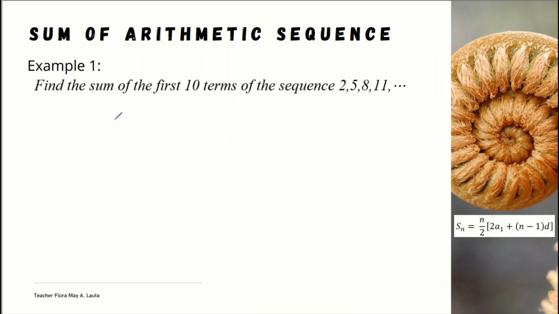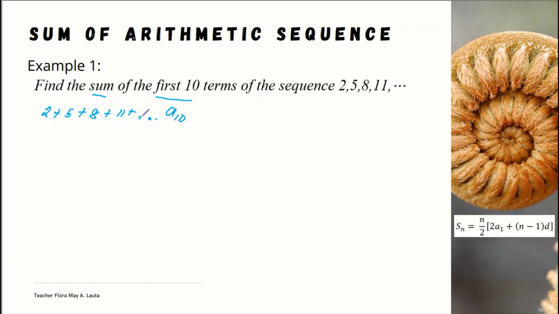Okay, so let's have example number 1. Find the sum of the first 10 terms of the sequence 2, 5, 8, and 11. So here we are looking for the first 10 terms of the sequence, and then we are going to find the sum. So if you are going to list, that will be 2 plus 5 plus 8 plus 11 plus, until the 10th term, which is a sub 10, right?